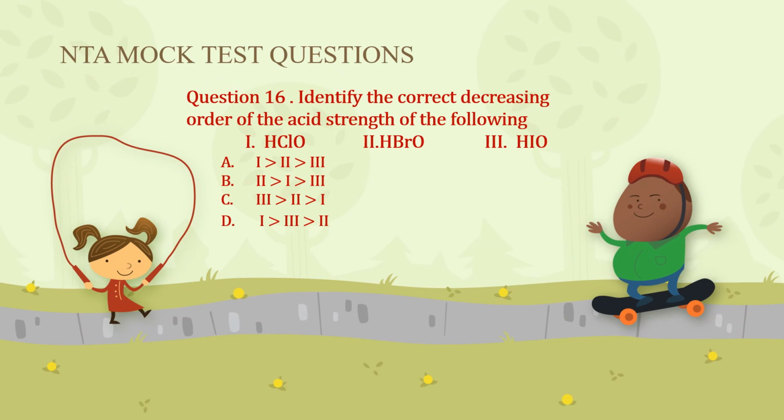So question number 16 says: identify the correct decreasing order of the acid strength of HClO, HBrO and HIO. And the correct option for this is going to be A choice. HClO is the strongest acid, then HBrO, then HIO. So here you have two types of oxoacids. One where the central atom is the same and the oxidation state is varying, and the other, in this question number 16, where the central atom is different. Okay, so I'm going to give you a trick to remember the acidic strength for these two types of oxoacids.